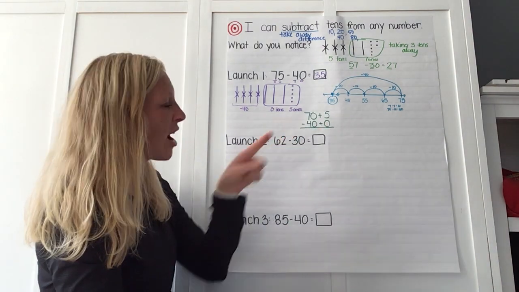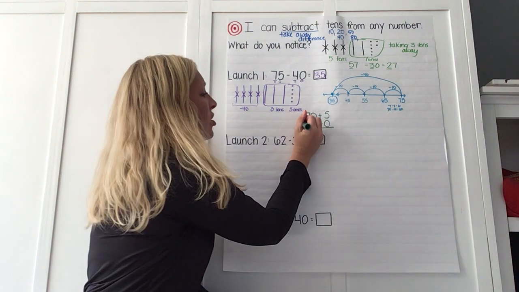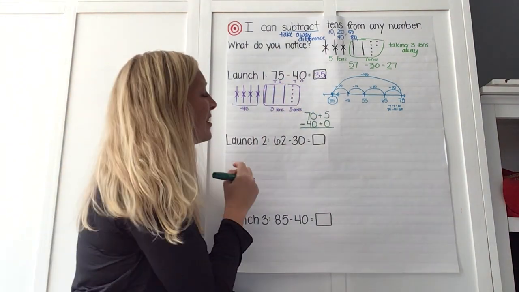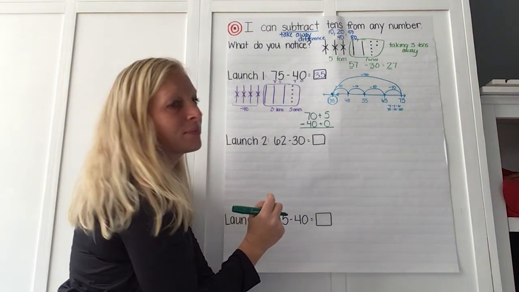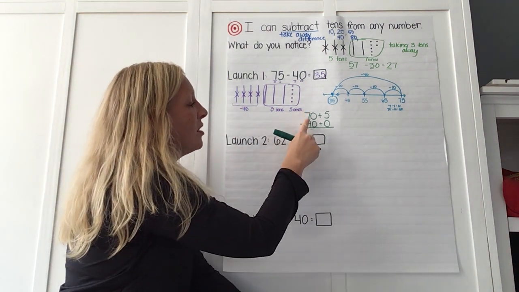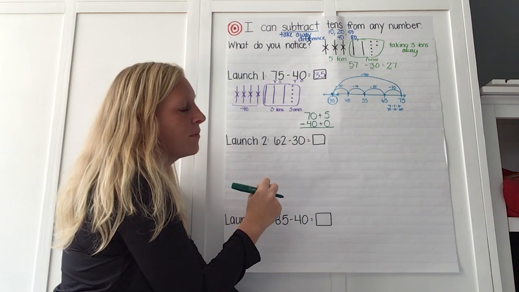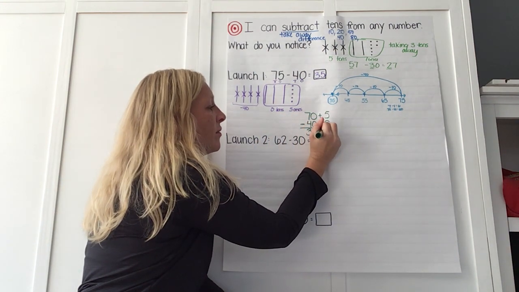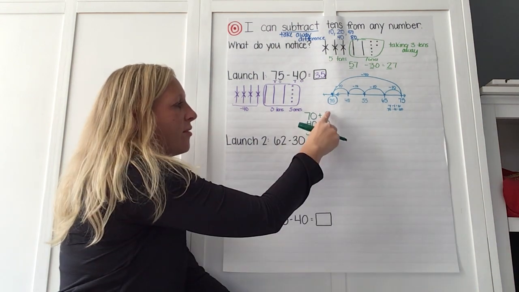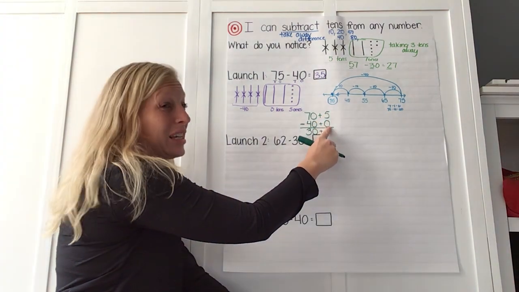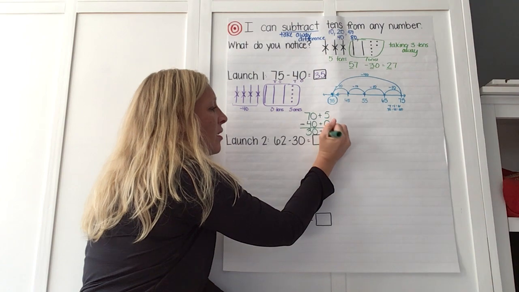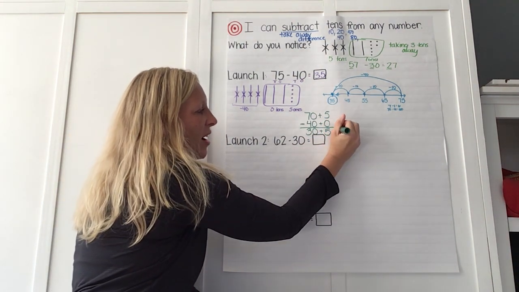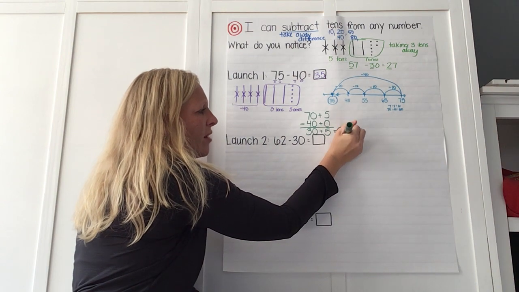Now notice you have a subtraction sign right here. Why did you put a subtraction sign here? Because we're taking away. Yes, and what did you do next? You knew 7 take away 4 was 3. So 70 take away 40 is 30. You have 5 ones, and you take away 0 ones. And that's 5 ones left. So you have 30 plus 5, and that equals 35.